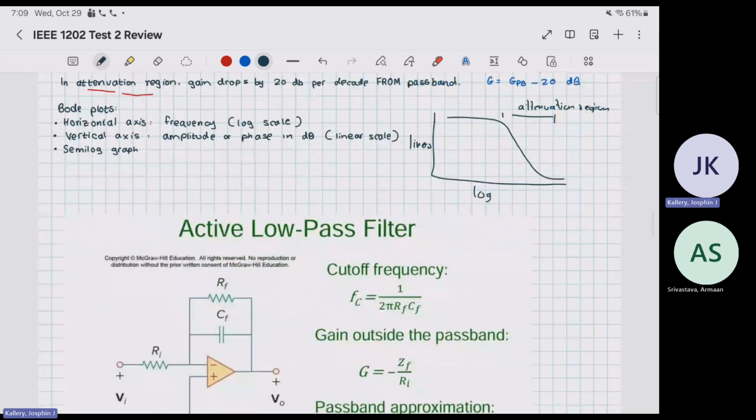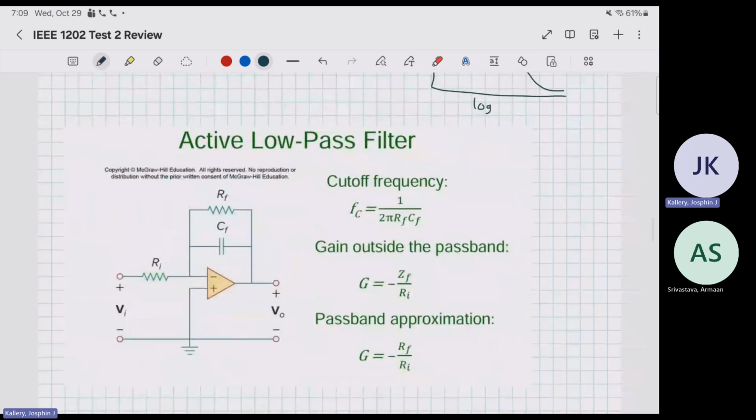I can show you real quick what an active low pass filter looks like. It looks exactly like a non-inverting amplifier, except now you have a capacitor added as the reference. When your frequency is very low, this impedance is going to be very, very high. If you combine it in parallel, you get an overall impedance that's very high, and when you divide that impedance by Ri, you'll get a gain value that's high.